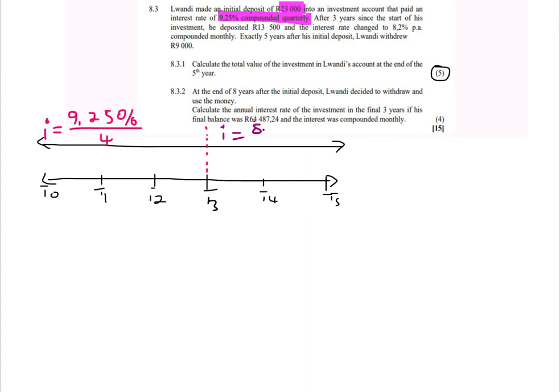So this 8.2% is divided by 12 because it's being compounded monthly. Okay, so now this is what we know for now. And then Lwandi made an initial deposit of 23,000 at T0. The word initial means at first. Deposited 23,000 into the savings account. The word deposit means you add, and withdraw you subtract. Because you deposit, it's plus 23,000, so here will be positive 23,000.